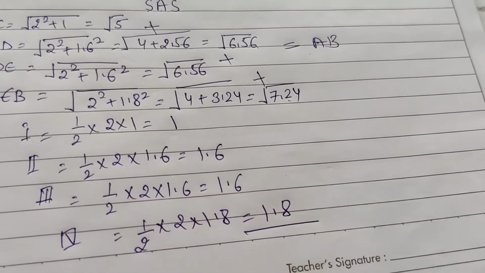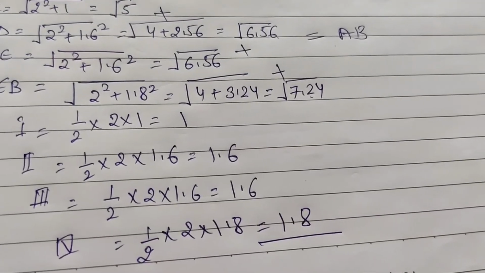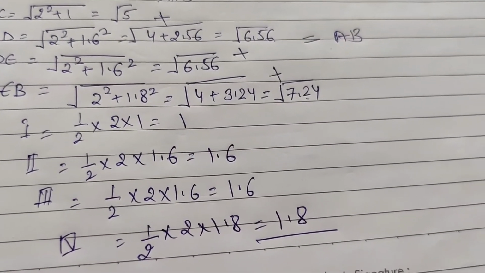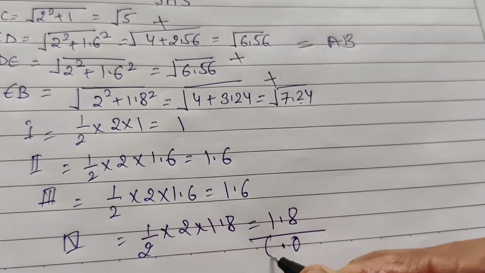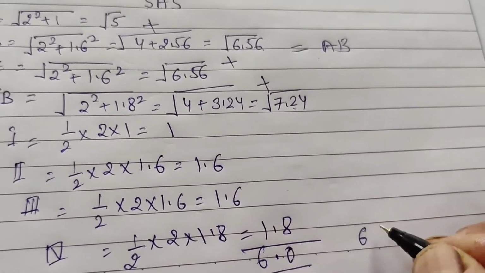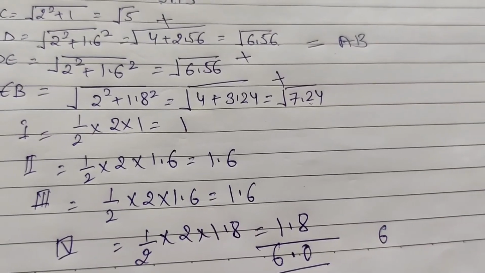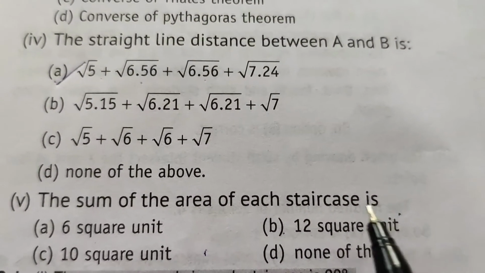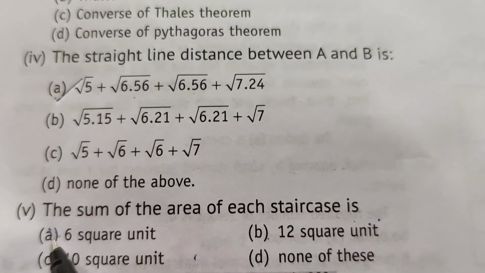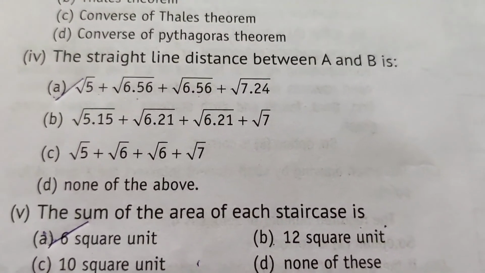Now add all these staircases. Now you will get the area. The sum of the area of each staircase is 6 square units. Okay. Thank you.